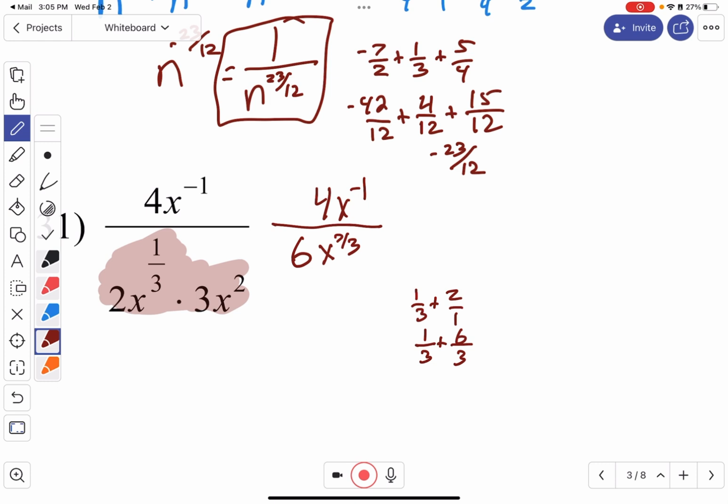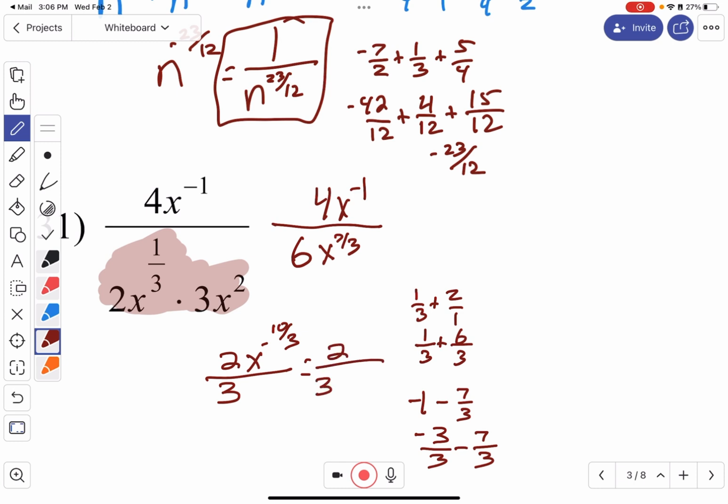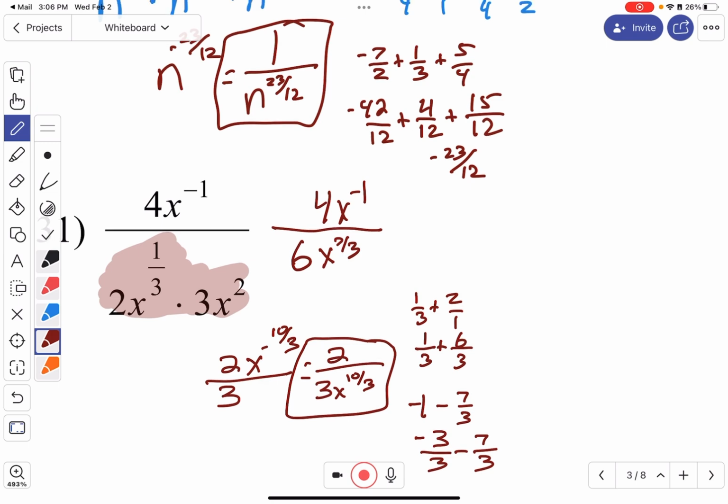Now we divide. So 4 and 2 have a common factor of 2. So 4 divided by 2 is 2. 6 divided by 2 is 3. And we're going to go x, and then we're going to go negative 1 minus 7/3. So common denominator is 3. So 1 is the same thing as this. So that's negative 10/3. We don't like that. So 2 over 3 times x to the 10/3. These are hard, but good practice.